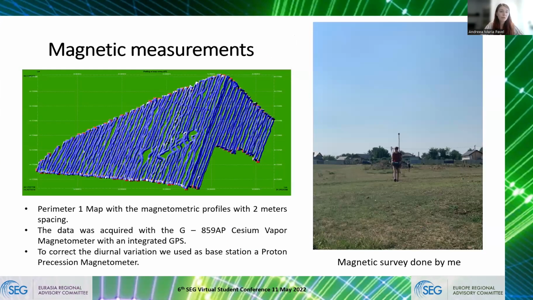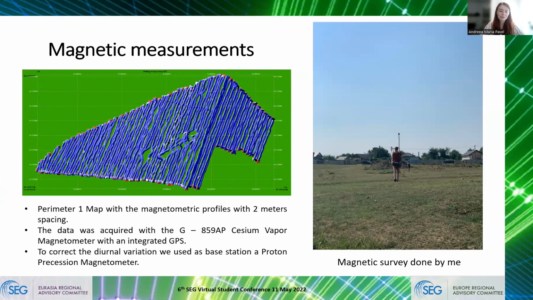Now I'm going to talk about the magnetic measurements. The magnetic surveys were performed with two magnetometers. We chose one, the cesium vapor magnetometer with an integrated GPS, for the actual measurements on the profiles, and another one, a proton precession magnetometer, as a base station. The data acquired from the base station we used to eliminate the diurnal variation effect.